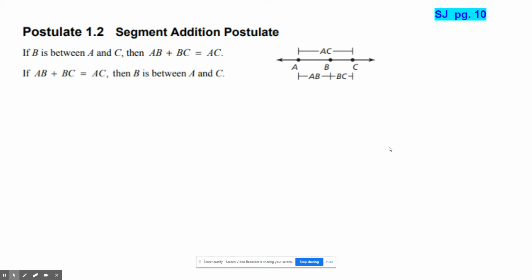I'll add some visual here so you can picture what's going on. The part plus the part, so these two pieces, AB plus BC, must equal the whole. And so we're going to be using this part plus part equals the whole as our segment addition postulate for the practice problems that we're about to do.